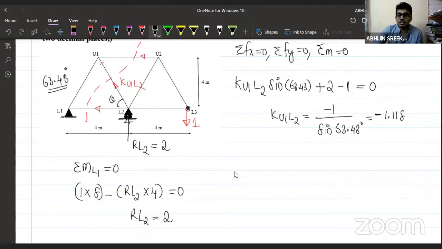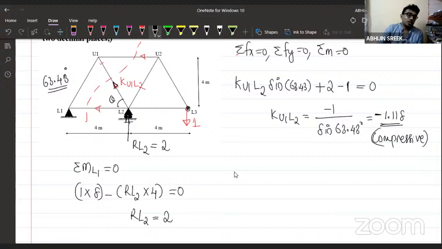This is the value. And tell me why it is negative. It's negative, exactly. Why? Because the assumption is wrong. The assumed direction was tensile. I got a negative answer, which means it is compressive in nature.